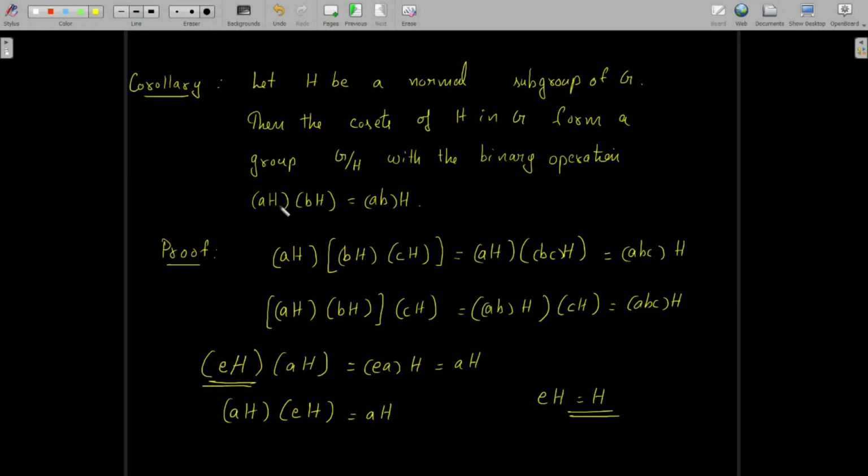Hence we showed that with this operation AH into BH equal to ABH, the set of all cosets of H in G, which is represented by G over H, is a group which is called the factor group. To have a clear idea about these concepts, in the next class we will do some problems such as find the order of a given factor group or find the order of some elements of a given factor group. Now let us stop here.